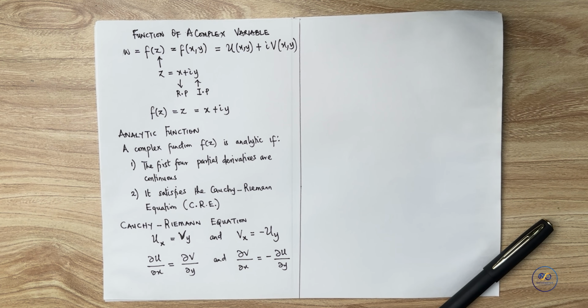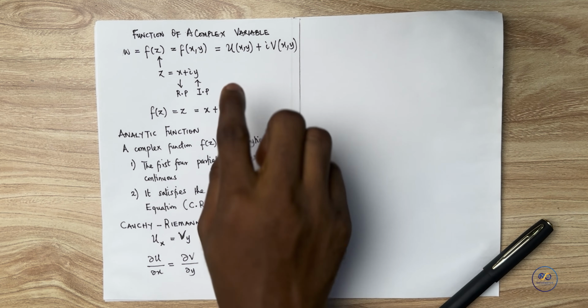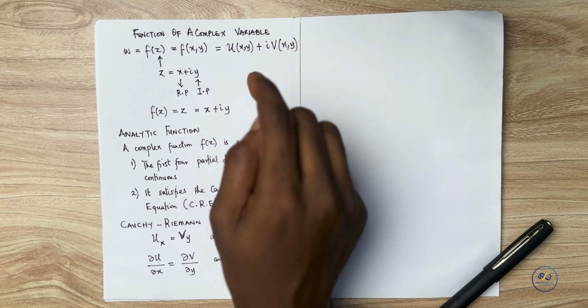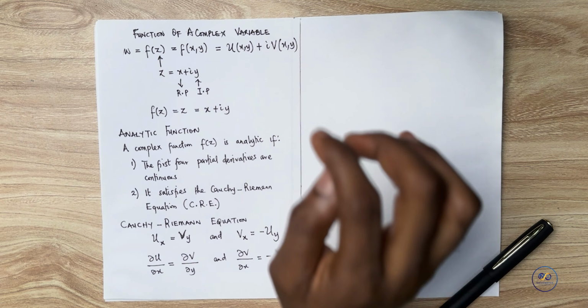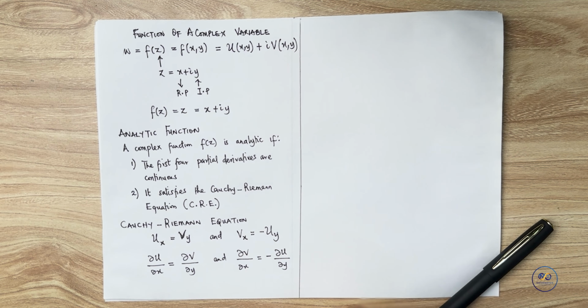But first, let's recount what we have. We have that the analytic function exists if the first four partial derivatives are continuous, which is to say ux, uy, because you have two parts of the function, the real part and the imaginary part. You are saying ux exists, uy exists, vx exists, and then vy exists.